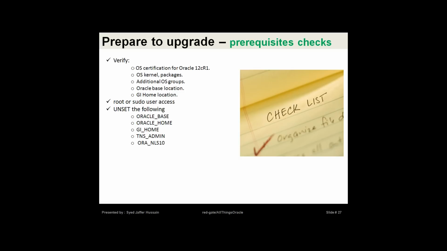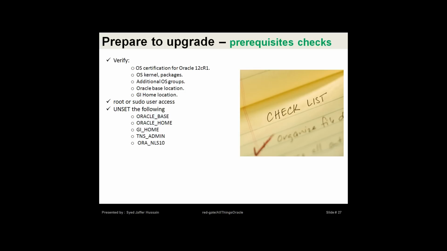If you are coming from 10g release 2 or 11g release 1, in 11g release 2 there are additional admin groups that are required, like the ASM group and all those things. So you have to go ahead and create all these before you kick off your upgrade procedure. And of course, look at the Oracle base location and home location. As I told you, your grid home must be outside your Oracle base location because you are going to perform an out-of-place upgrade. So this is mandatory. Ensure you have a different location and proper permissions to read and write into these directories on all nodes.